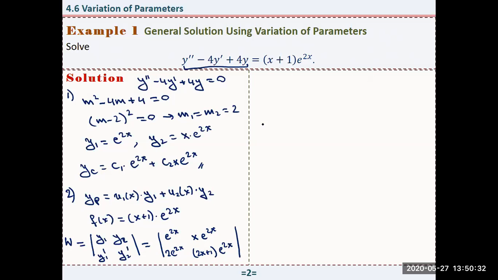It's just 2 by 2, and if you evaluate this, we get here e to the power 2x times 2x plus 1 e to the power 2x minus 2 times e to the power 2x, right? And this times this minus this times this. So here we have x times e to the power 2x. And which is equal to, if you just evaluate this, we will get e to the power 4x, right? And 2x minus 2x is equal to 0, only 1. So that's equal to e to the power 4x.